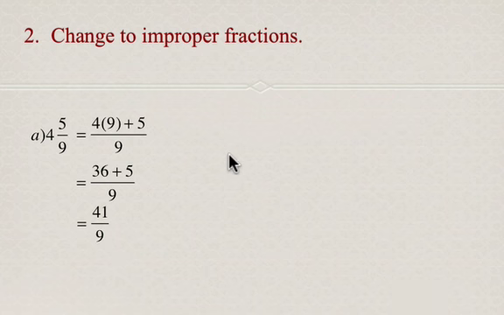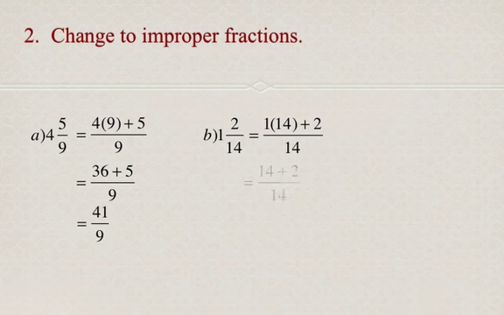Next question, we have to change 1 and 2/14 to an improper fraction. So once again, we multiply our whole number by the denominator, so 1 times 14, and then we add the numerator, so it's 1 times 14 plus 2 over 14, which is equal to 14 plus 2 over 14. Add the two numbers in the numerator, and we get 16/14. And what we have to do here is reduce this, and we could have reduced up here as well, but we end up with 8/7.